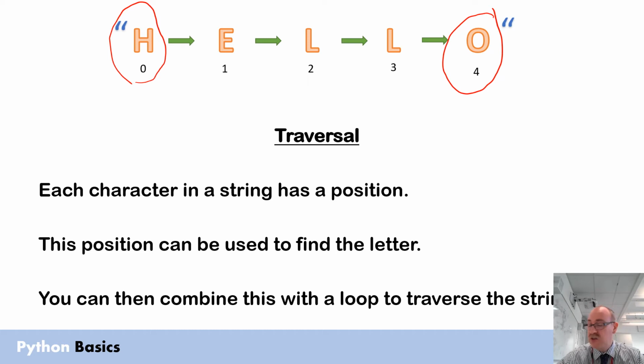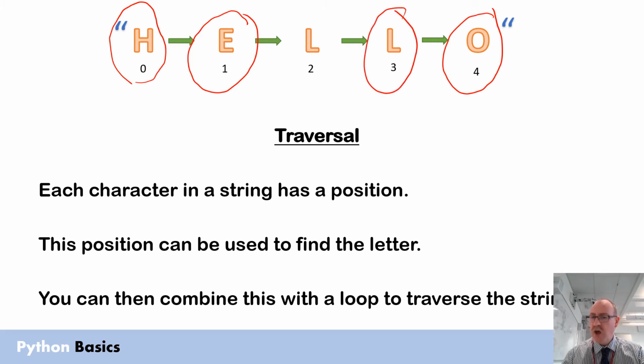So each character in a string has a position, and this is known as the index. The position can then be used to find letters. So let's say I wanted, for whatever reason, to get the letter E out. Well, then I'd have to say position 1, wouldn't I? Okay, if I want to get the second L out, I'd have to say position 3. Okay, hopefully that makes sense.